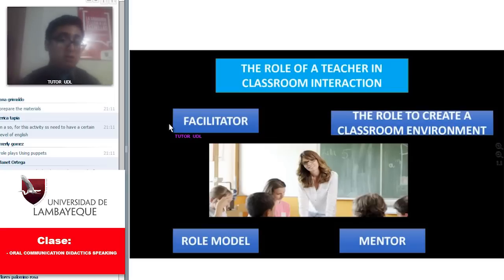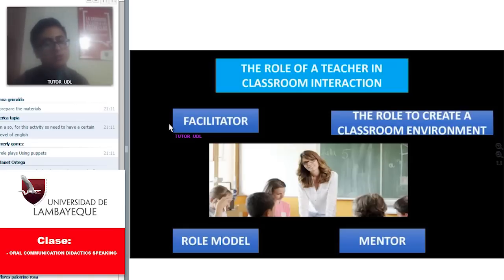So the role of the teacher varies according to the activities that you are performing. For example, if the students are working in a conversation, you can be close to them to help when needed. So your role in that case is just a facilitator. You are a facilitator because you can help when they need.